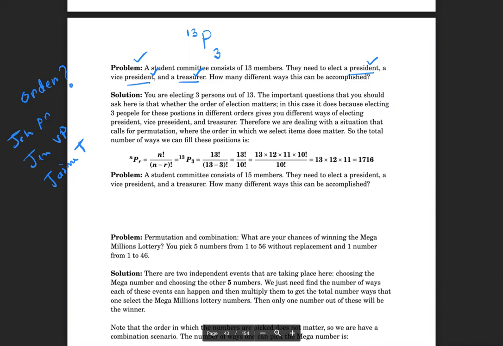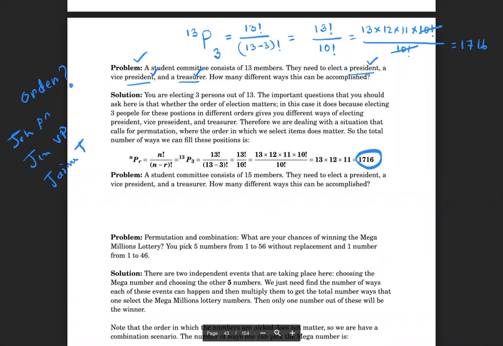So that's going to be 13 factorial over (13 minus 3) factorial. 13 minus 3 is 10 factorial. Now we could write it as 13 times 12 times 11 times 10 factorial divided by 10 factorial. The 10 factorials cancel out. That gives you 1,716 if you multiply 13, 12, and 11. So that many different ways you can do it.